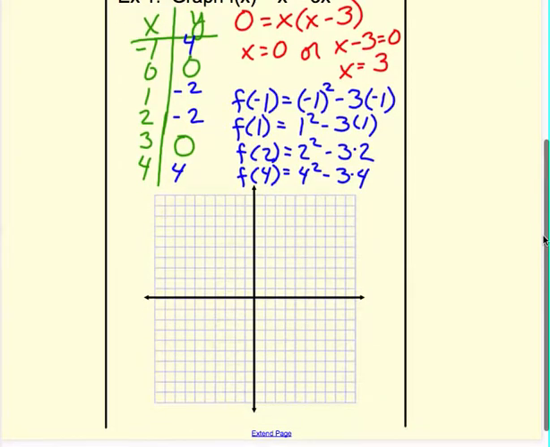Other than that, we're just going to plot the points. So starting with -1, 4, 0, 0, 1, -2, 2, -2, 3, 0, and 4, 4. So what I'm going to do is I'm just going to approximate where that vertex is when I draw my parabola, and I'll just have a little bump in between those 2 points.